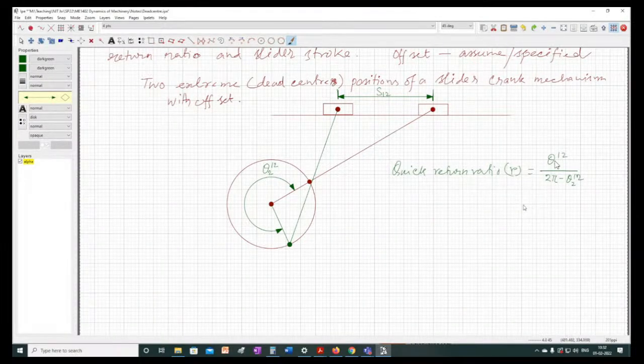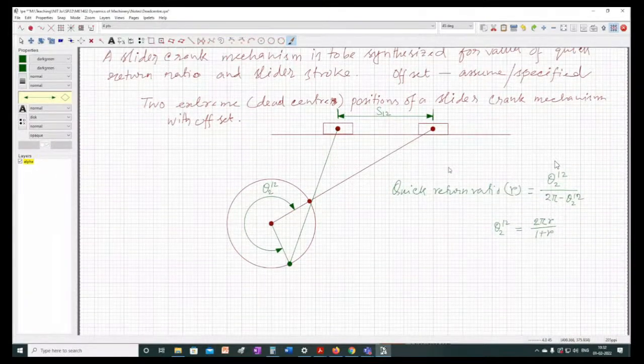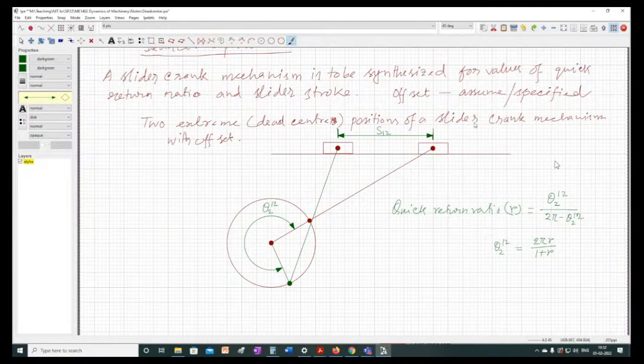Okay, this is the quick return ratio, and if this value of R is given, you can find out theta 12 just from algebra. So this angle theta 12 you can find out. So what will be given in the problem? In the problem it will be given what is this S12 value and what is this R.